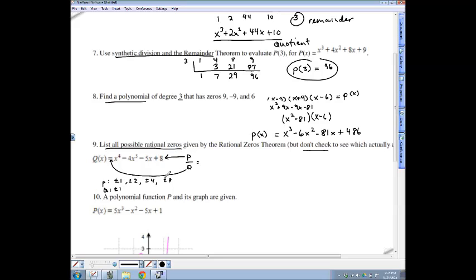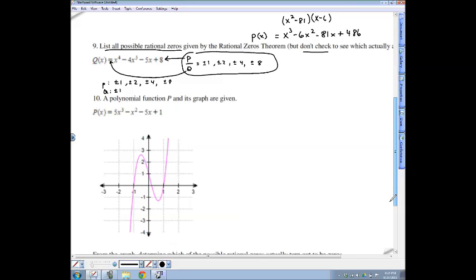So to take all the values of P separately and divide them by the values of Q, dividing by Q, since Q is 1, isn't going to change any of the values of P. So P divided by Q: plus or minus 1, plus or minus 2, plus or minus 4, plus or minus 8. And that's all it was asking you to do, give a list of the possible zeros. There they are.